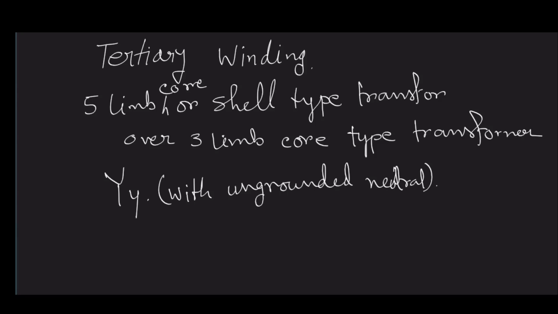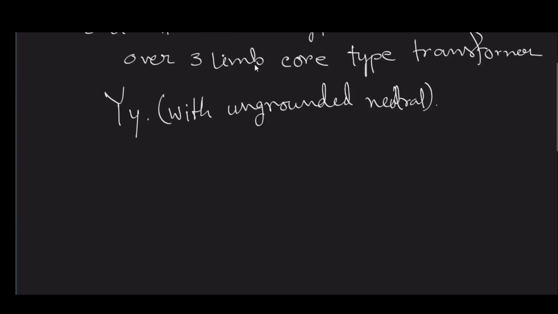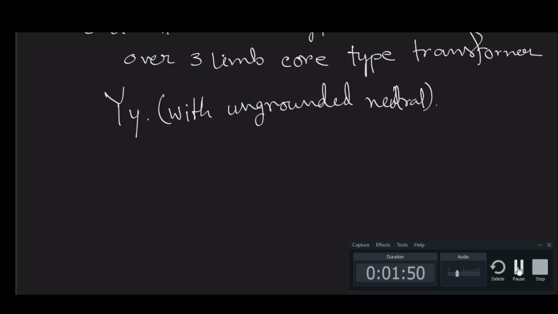So what happened in case of a 5-limb or 3-limb? I'm not going into the construction. Just one thing I would like to make you understand here: in case of a shell or 5-limb core type transformer, the third harmonic flux gets enough iron path to circulate through the core. However, in case of 3-limb, I am trying to show you a picture that will make it clear.